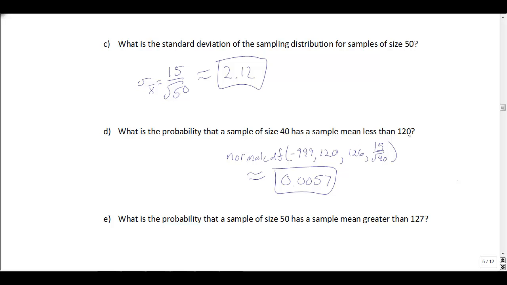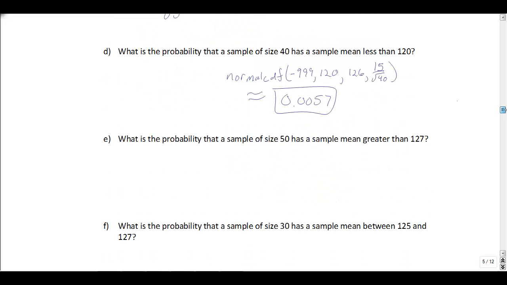And that sort of makes sense. We have a mean of 126, 120 is a bit lower than that, and it's enough lower that it's just pretty unlikely. That's not something we'd really expect to get. Not completely impossible, but sort of odd, about 1 in 200 times.